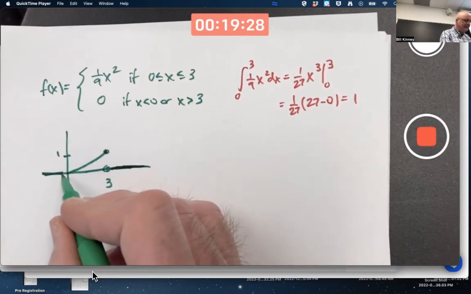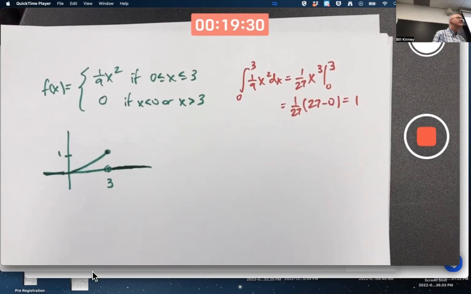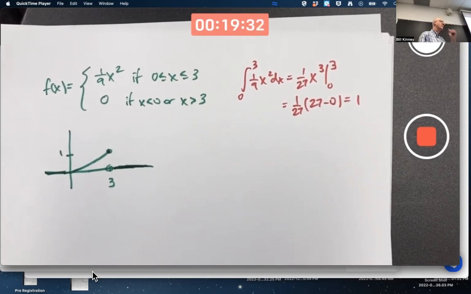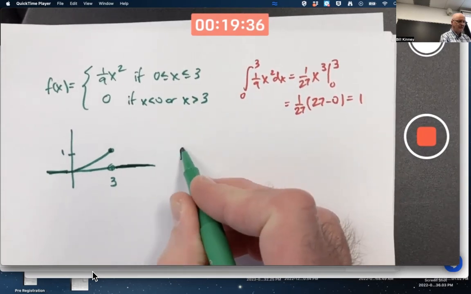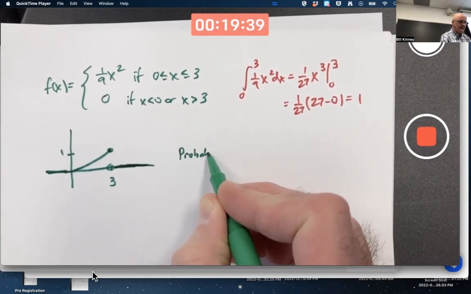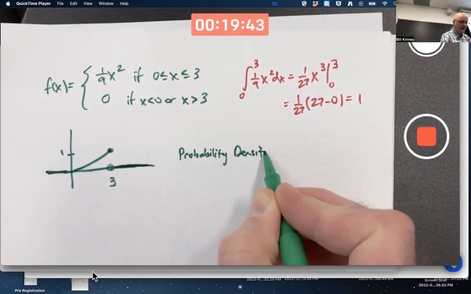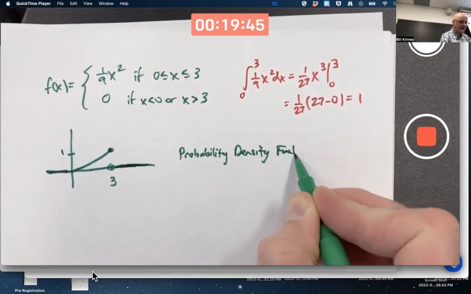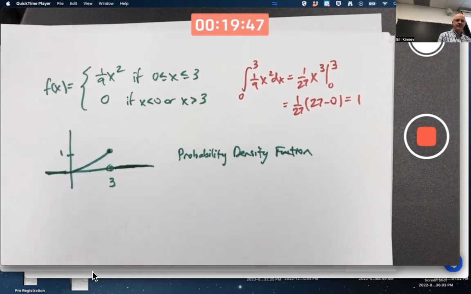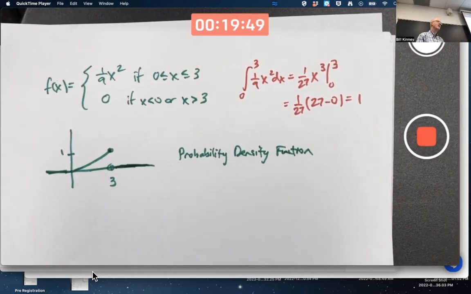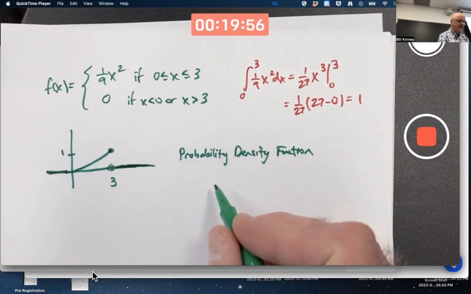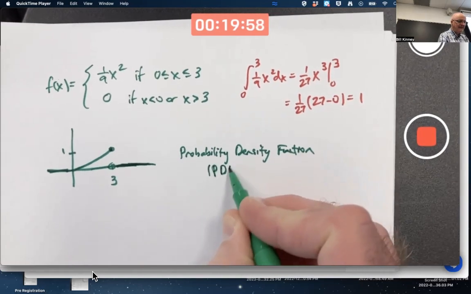This function, because I made its integral equal to 1, is an example of something called a probability density function. When the function is always greater than or equal to 0 and integrates to 1 over whatever interval it's positive over, then it's called a probability density function, or PDF.